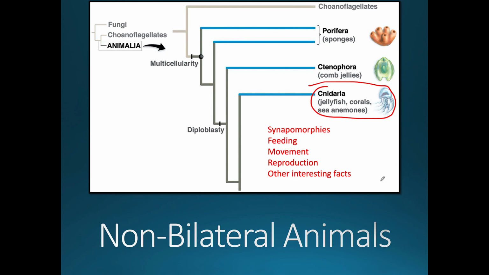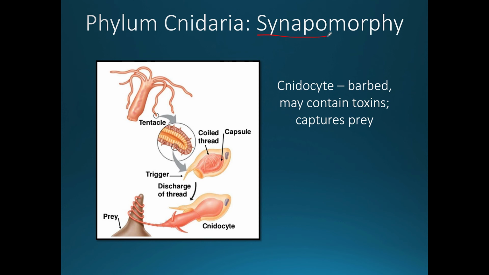So let's talk about some of the features of the Cnidarians, which includes the jellyfish, the corals, and the sea anemones. One of the main synapomorphies that we see with the Cnidarians is that they have these cells called cnidocytes. At the tips of them, they are barbed, and these barbs contain toxins that can be used to capture prey. If you've ever been stung by a jellyfish, or you know someone that's been stung by a jellyfish, these are the cells, the cnidocytes, that sting them, and it can be quite painful.